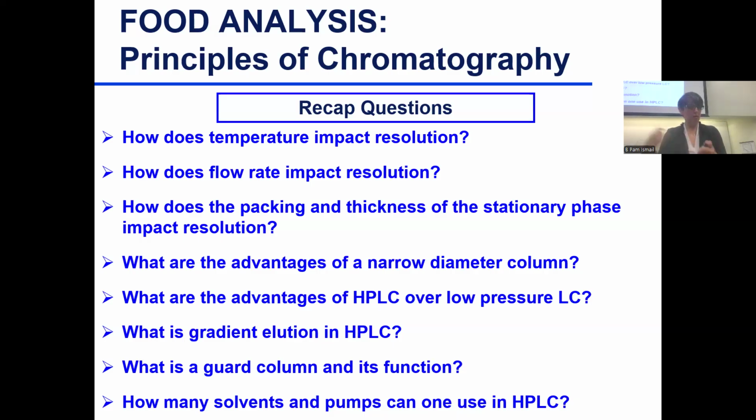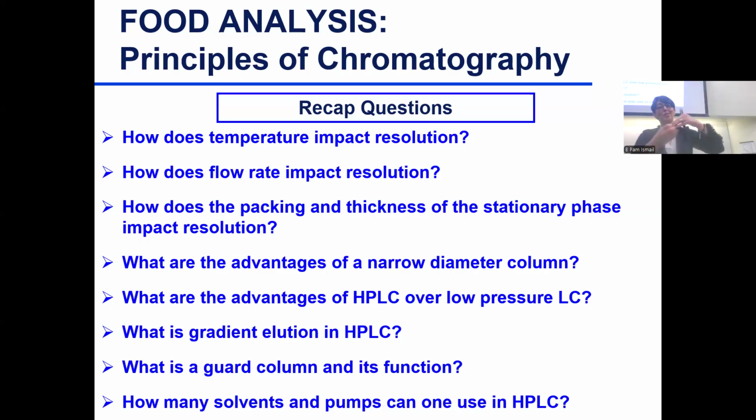So this ties into the next question. What's the advantage of a narrow diameter? With a narrow diameter, you have less stationary phase, so better resolution. You reach equilibrium faster, your mass transfer is low. So basically you have better resolution. A narrower column is equivalent to less stationary phase, basically.